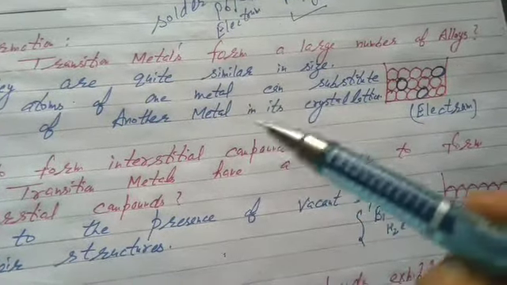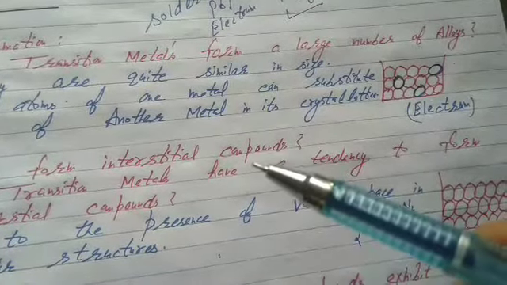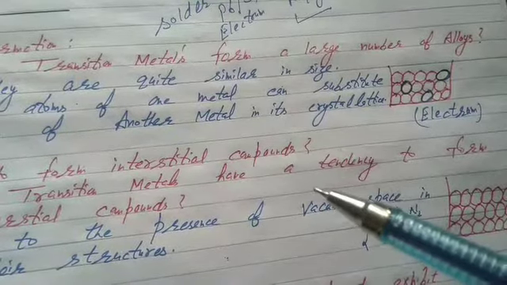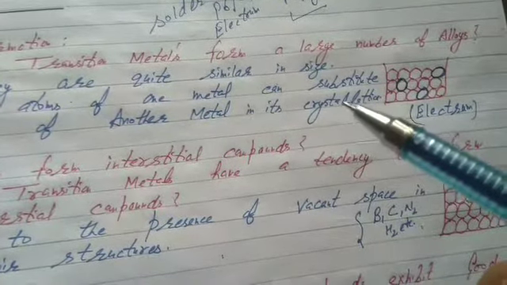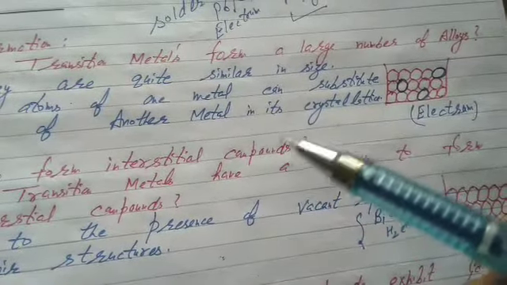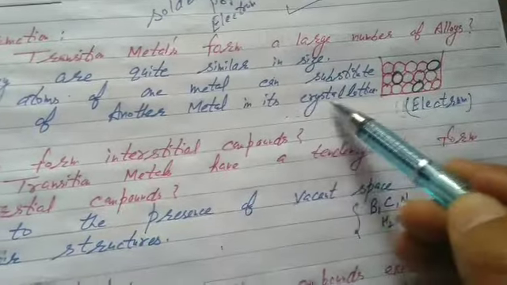mixed metals having different sizes make the atomic layers irregular. Hence they cannot slide over each other easily. That's the reason alloys are harder and stronger than pure metals. In pure metals identical atoms are arranged, so their layers slide over each other easily.